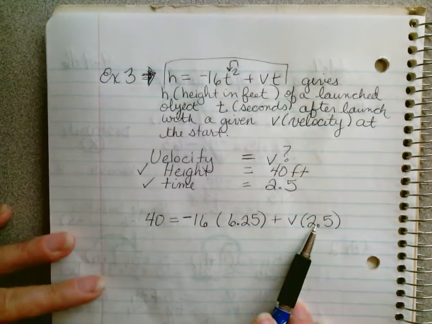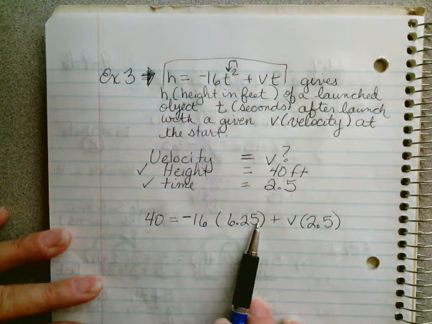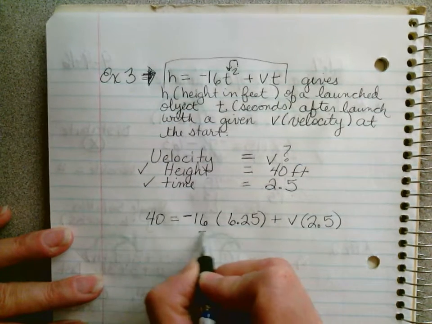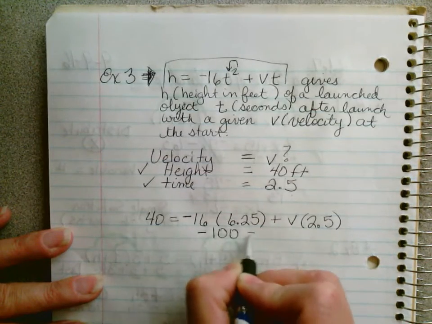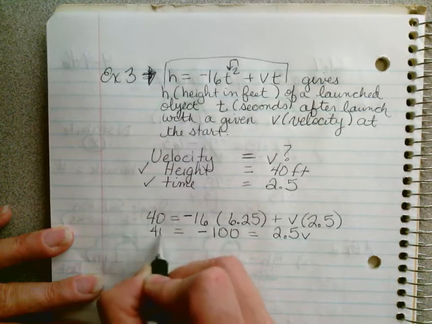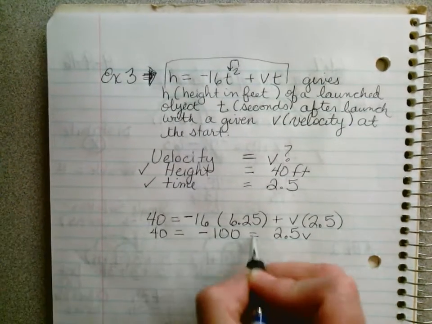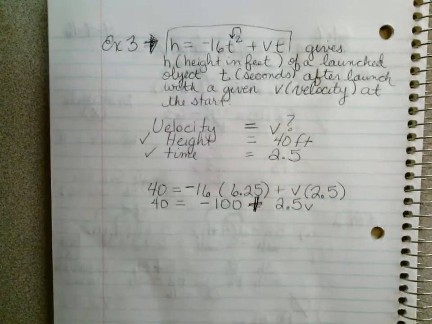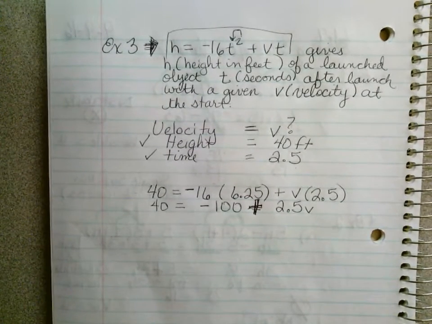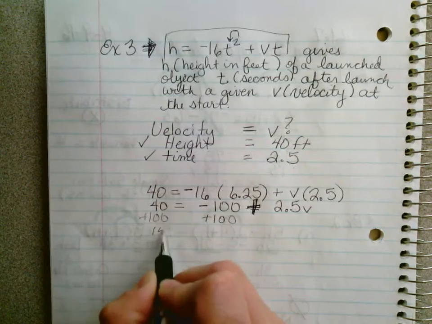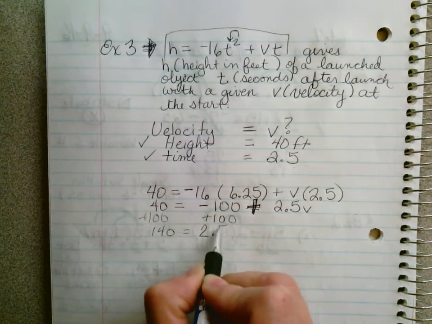Negative 16 times 6.25. Did y'all come up with negative 100? Added to 2.5v. You always want your coefficient to precede your variable. That should be an addition symbol. From this point, you guys can solve this. We're going to add 100. 140 is equivalent to 2.5v.